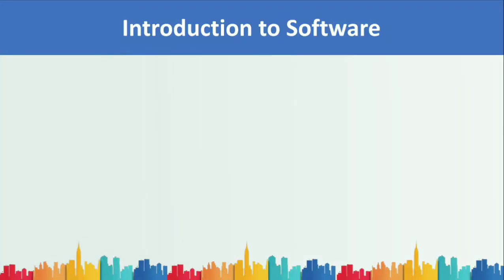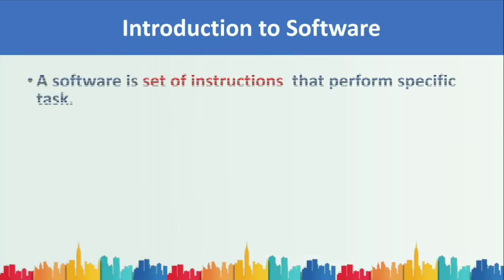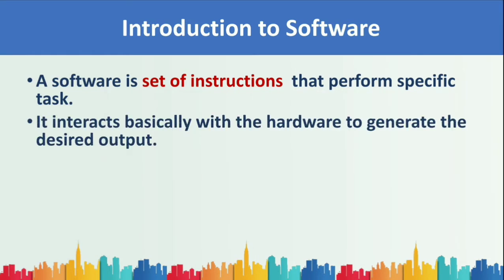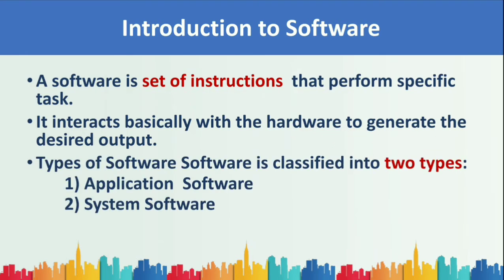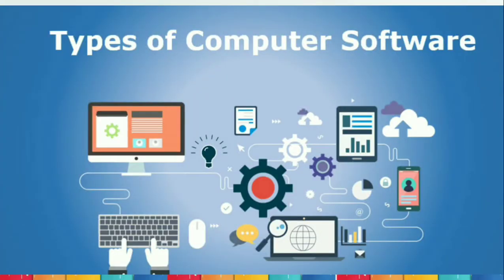So let's start with an introduction to software. Software is nothing but a set of instructions that performs a specific task. And this set of instructions is basically used to interact with the hardware to generate the desired output. And we have two different types of software, that is application software and system software. So let us learn about that.